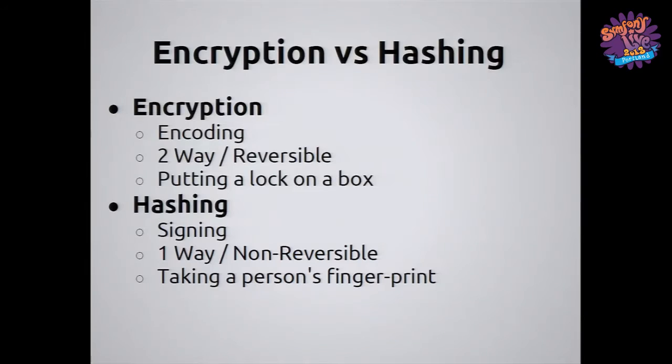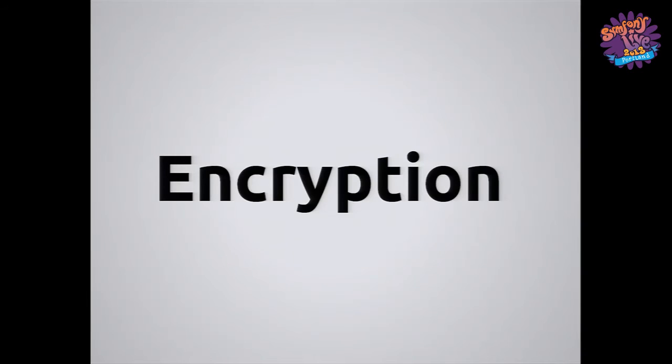Hashing, on the other hand, is a signature. It's one way and it's non-reversible. So it'd be like taking your fingerprint and putting your fingerprint someplace. From your fingerprint, I cannot tell who you are. But if I can get you and your fingerprint, I can say, yes, you are the same person. Make sense? So that's hashing versus encryption. We'll talk in a second about where you would use each. So first, let's dive into encryption.